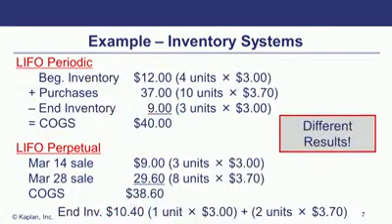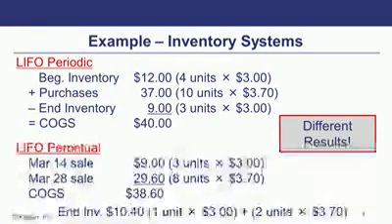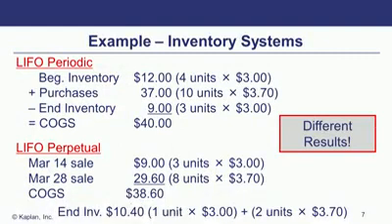Now let's have a look at LIFO. LIFO is going to have a difference here. Now, of course, let's start off with periodic. Beginning inventory, 4 units at $3, so that's 12. Purchases, 10 units at $3.70, 37. Now, our ending inventory. The assumption here is that we've sold the most recent items.